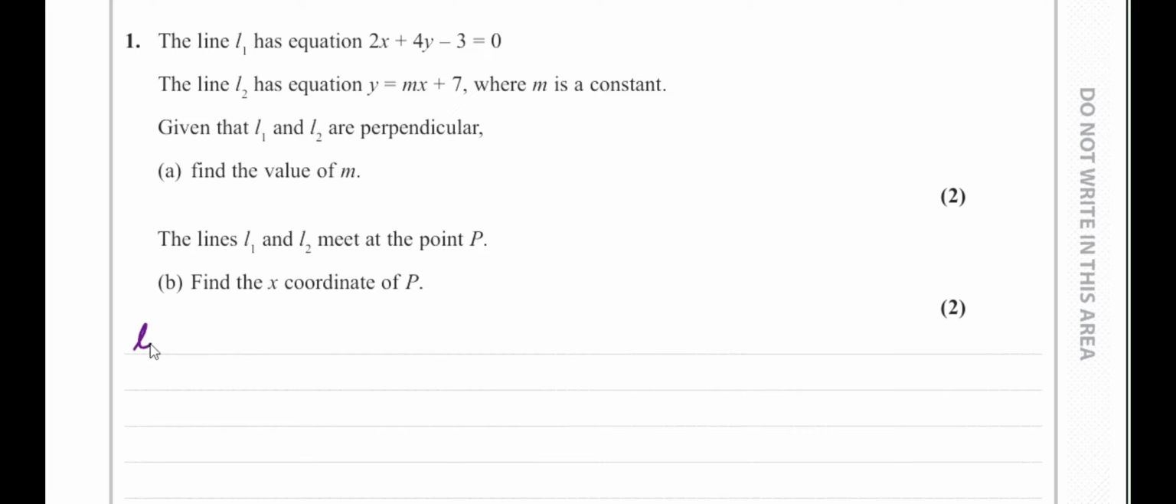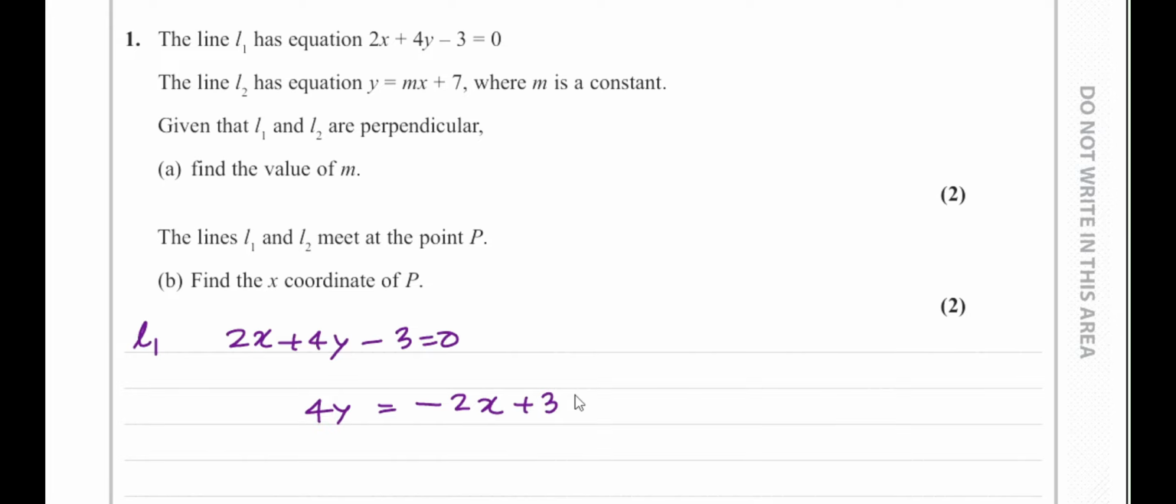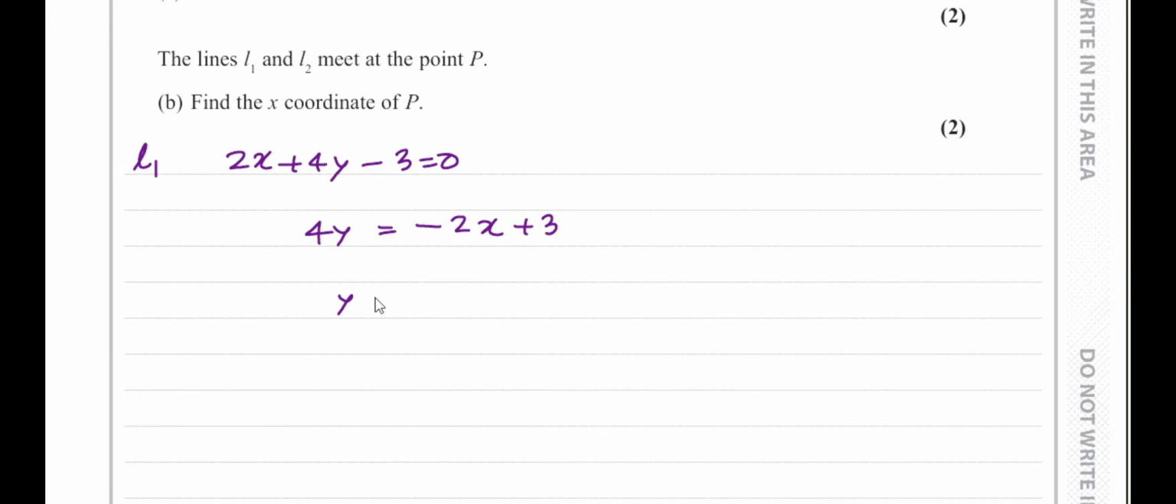Therefore, line L1 is 2x plus 4y minus 3 equals 0. Let's make y the subject. Therefore, 4y equals minus 2x plus 3. Dividing everything by 4, we get y equals minus half of x plus 3 over 4. Therefore, the gradient of line L1 equals minus half.